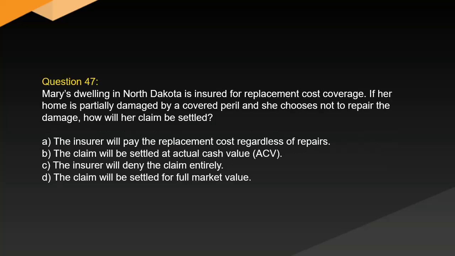Question 47. Mary's dwelling in North Dakota is insured for replacement cost coverage. If her home is partially damaged by a covered peril and she chooses not to repair the damage, how will her claim be settled? A. The insurer will pay the replacement cost regardless of repairs. B. The claim will be settled at actual cash value, ACV. C. The insurer will deny the claim entirely. D. The claim will be settled for full market value.